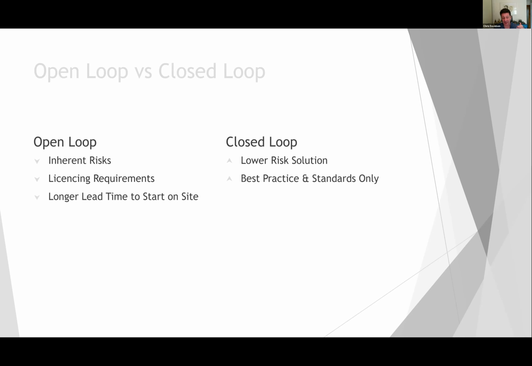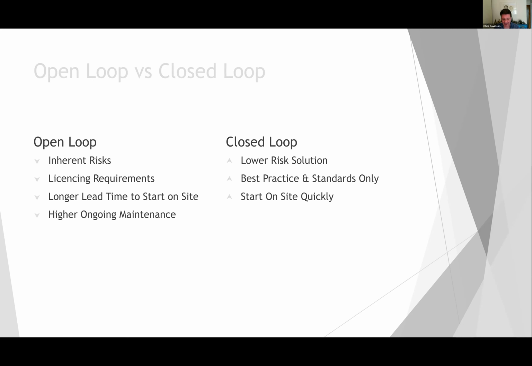Because of the licensing requirements, it generally takes longer to get to site for open loop. So the pre-application process for a license can take about 6 weeks, which limits the fact you will not be able to drill until you've got that in place for anything above 20 meters cubed a day. And we can start on site immediately with closed loop. We can turn around a design very quickly and we can be drilling the next day.